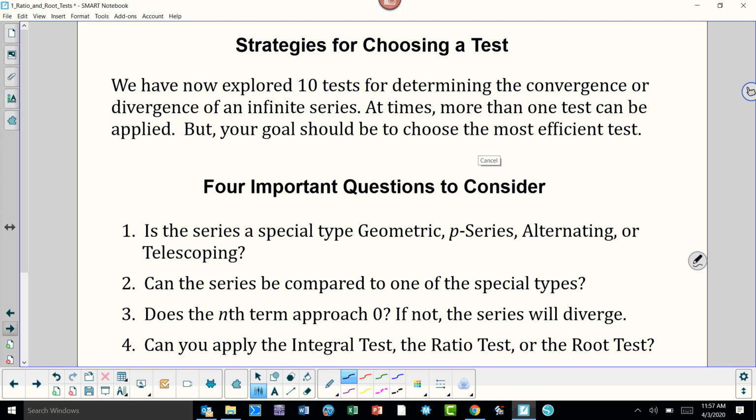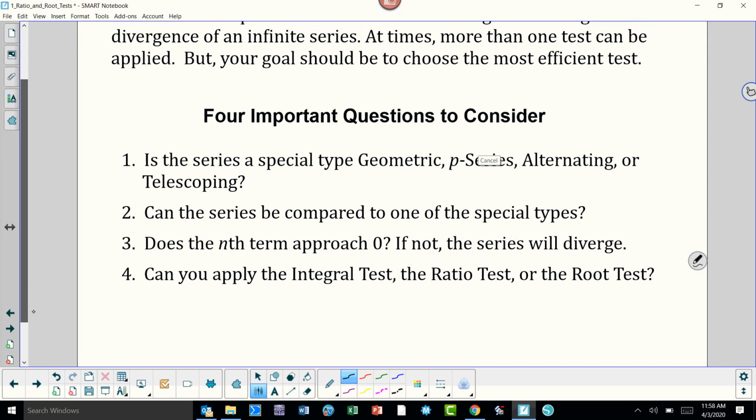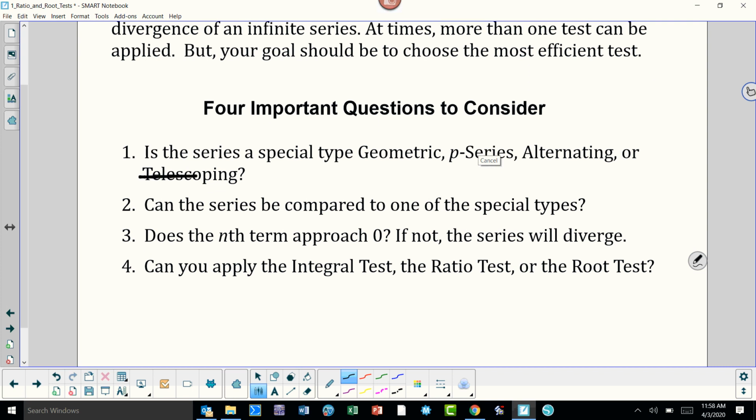So this page is really important, though. This is strategies for choosing a test. We have all these different tests. Remember that telescoping is not on the AP test, and neither is the root test. So those are two that you will not see.